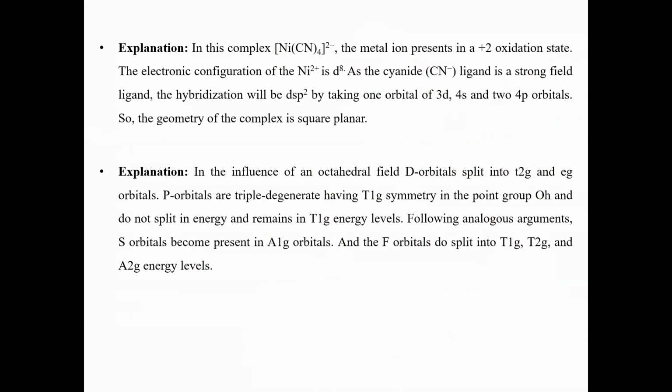So in this complex, the metal ion is present in a plus 2 oxidation state. The electronic configuration is d8. As the cyanide ligand is a strong field ligand, the hybridization will be dsp2, by taking one orbital of 3d, 4s and 2 of 4p. So the geometry will be square planar, right?